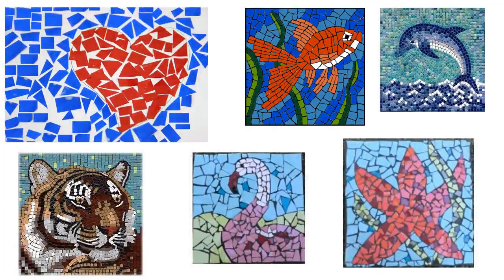These are mosaic arts. I'm sure you observe that you have an assemblage of pieces of colored materials used to form the pictures. Look at the tiger, the heart shape, the dolphin, the fish, even the flower. What can you now say is the meaning of the term mosaic art?